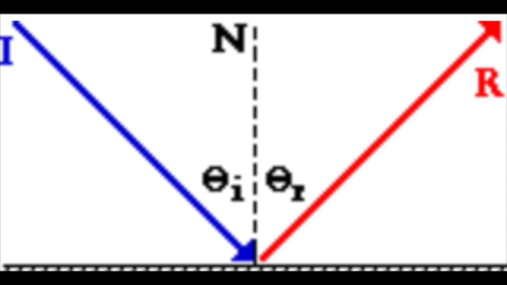What the normal line does is divide the two rays of light in two angles that are called by their distinct names. One is the angle of incidence and the other is the angle of reflection. You can also label them as theta I and theta R. What the law states is that the angle of incidence will be equal to the angle of reflection.